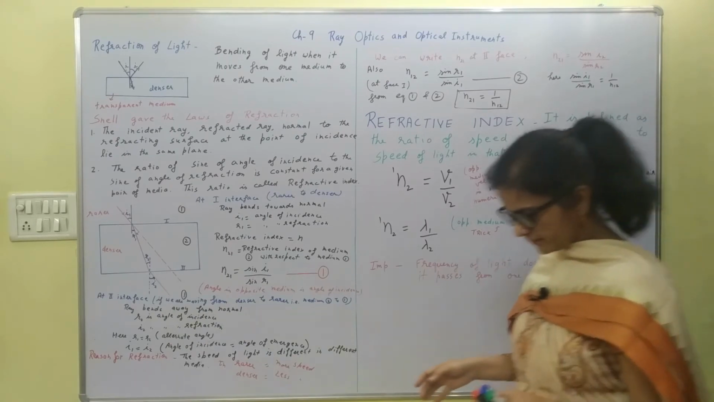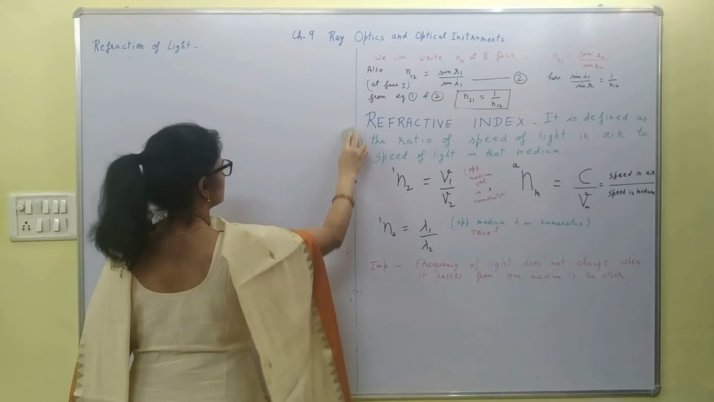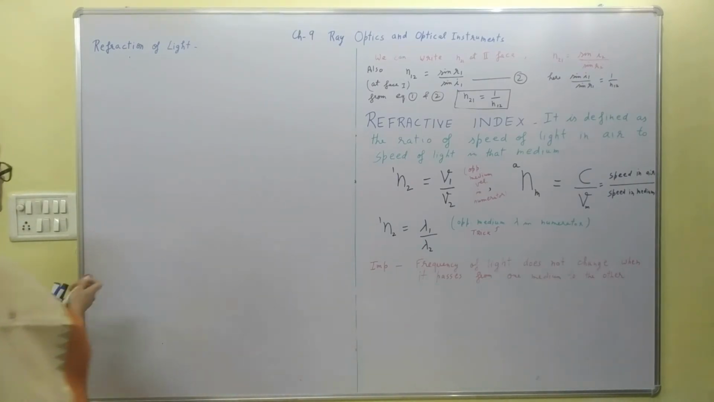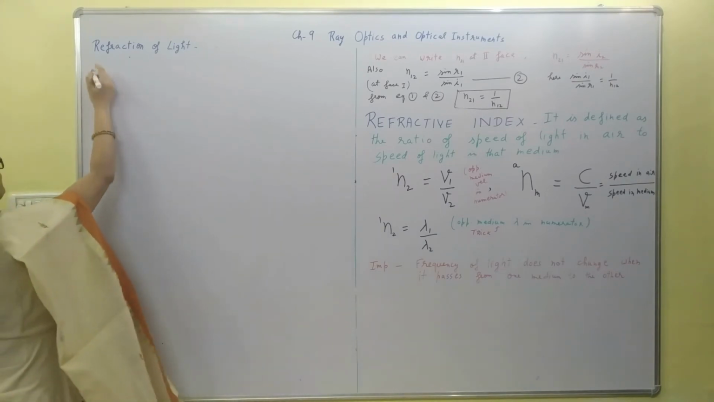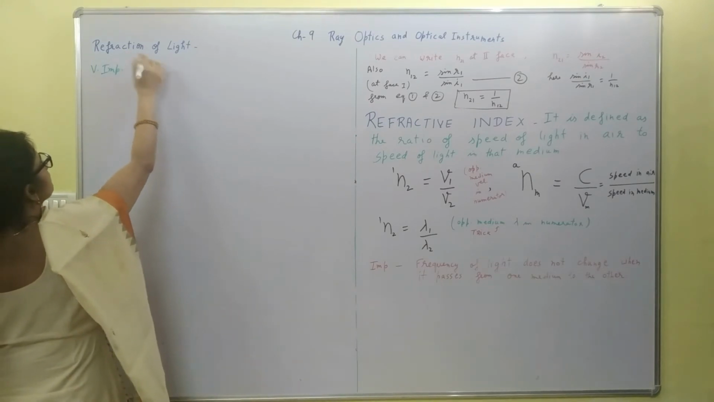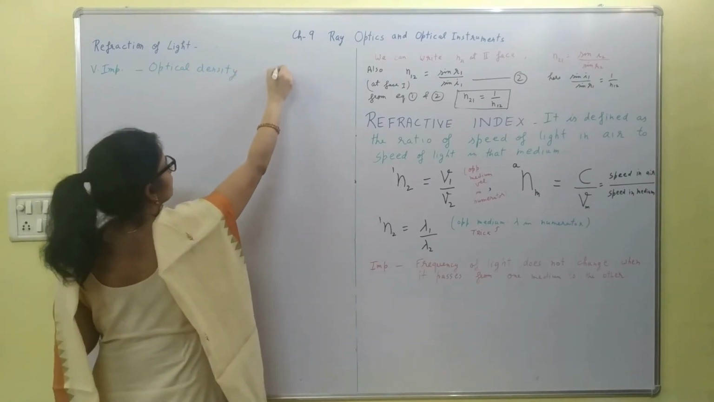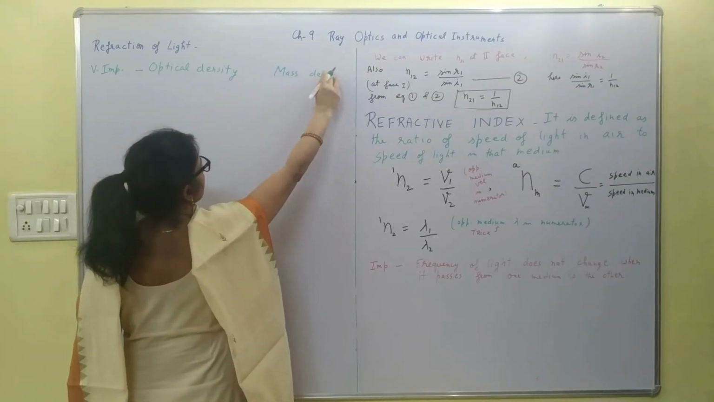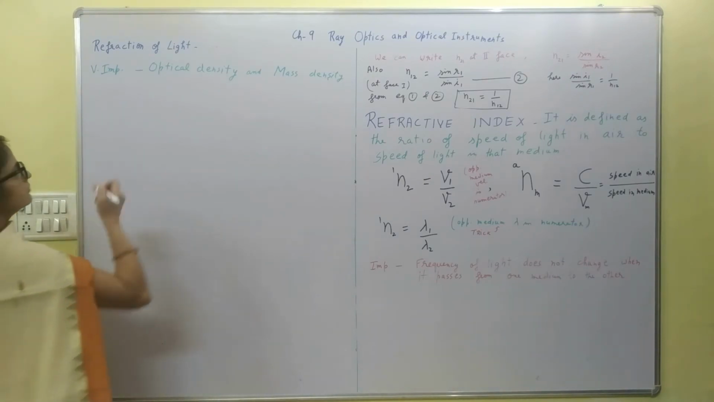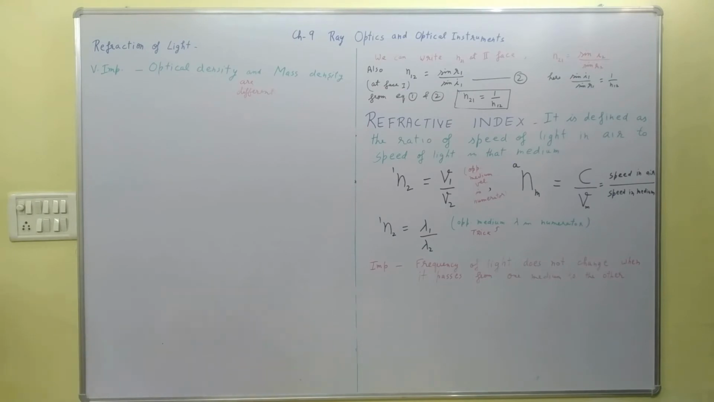So this was all about the refractive index. Now we can discuss a few more important points. For that I need to rub the board. A very important concept, that concept is optical density. Very important. Optical density and mass density are two different things. So what is optical density? I can write it.